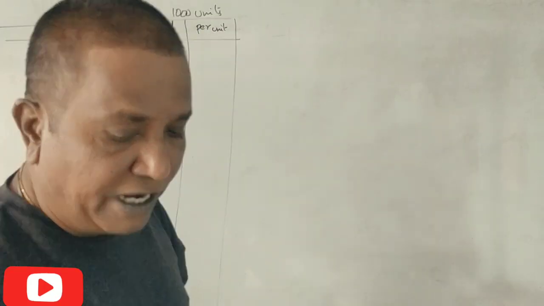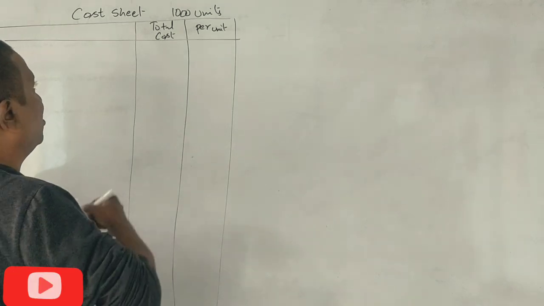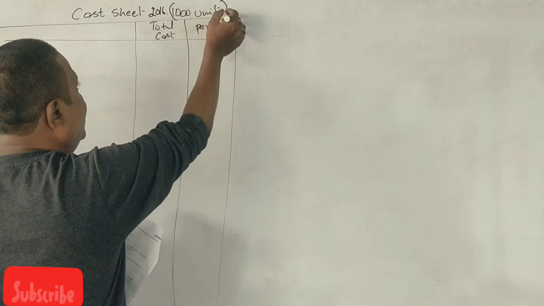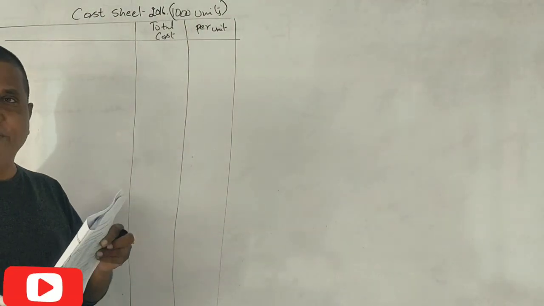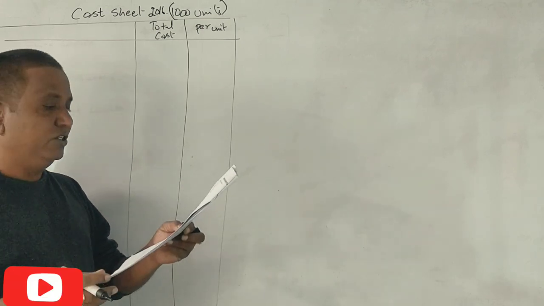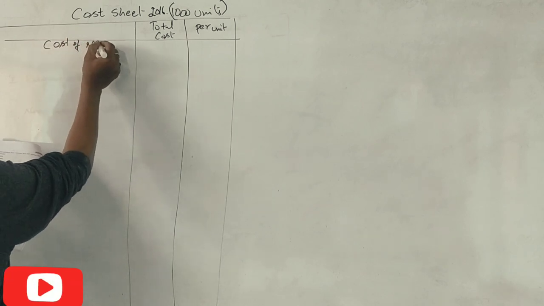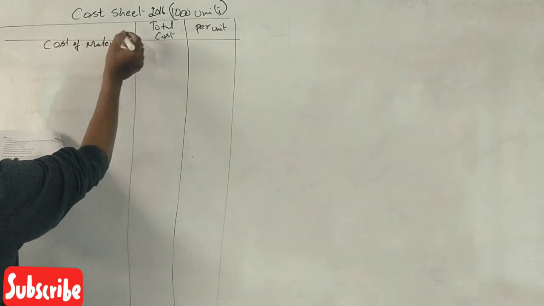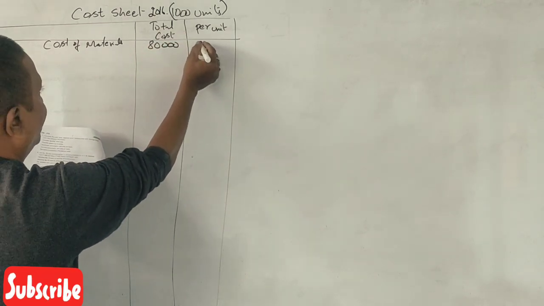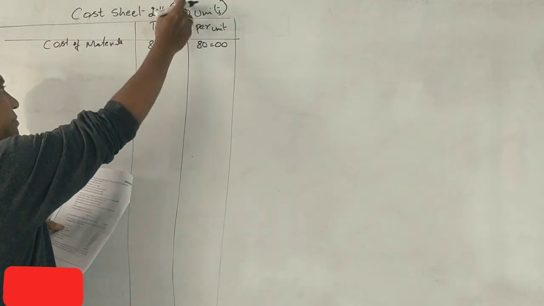Now, from where we have to start? See, we have to start with the prepared cost sheet, cost information they were given for 2016. They have manufactured 1000 units. It is given in the first paragraph itself. First up is given cost of materials. The cost of materials used for manufacturing 1000 units is 80,000 rupees. For one unit, it becomes 80 rupees. Got it? 80,000 divided by 1,000.